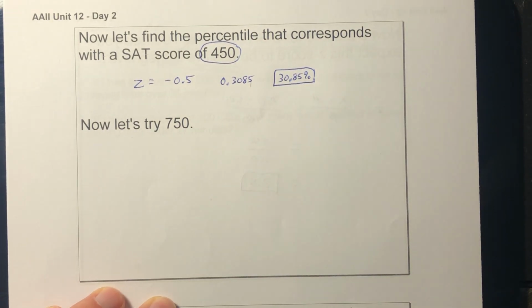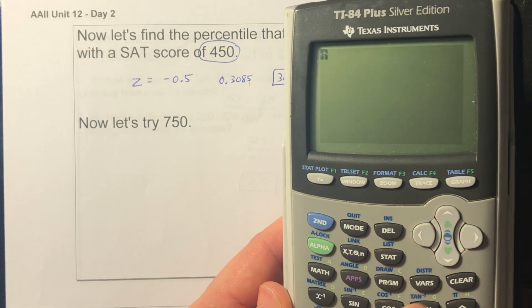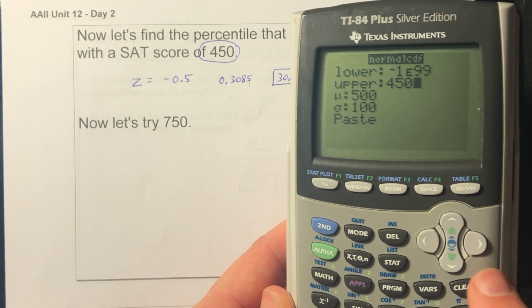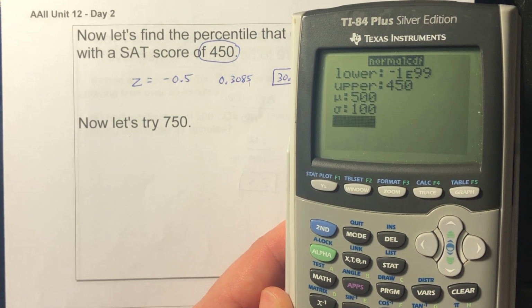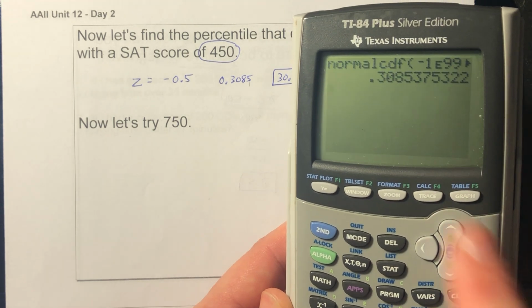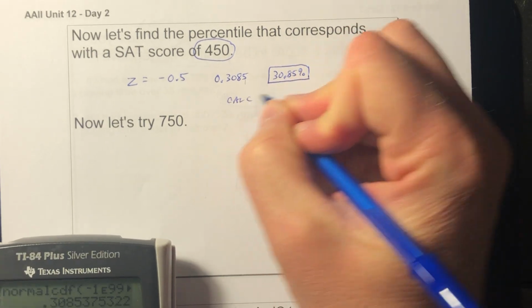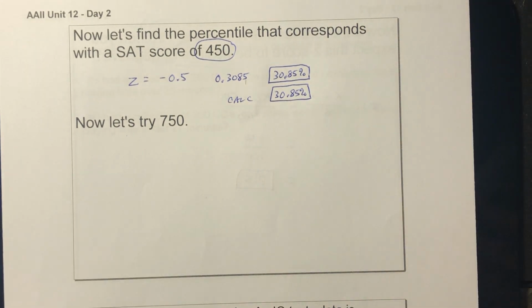Okay? Now, let's look at Ralph. All right, so second VARS, option 2. You know, we have a lot of information in there. I just need to change the upper to 450 because that's what we're looking for. The mean is 500, standard deviation is 100. Hit enter, enter, and move your decimal. It's going to be 30.85. So from the calculator, you get the same answer. Now, if you're doing your homework, you only need to give me one answer. If you do it from the z-table, that's fine. If you do it from the calculator, that's fine.